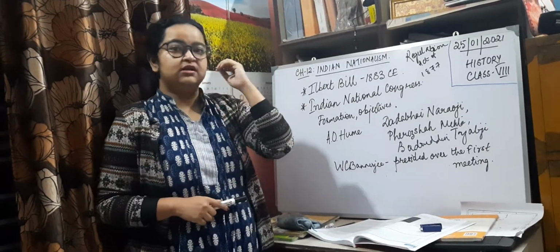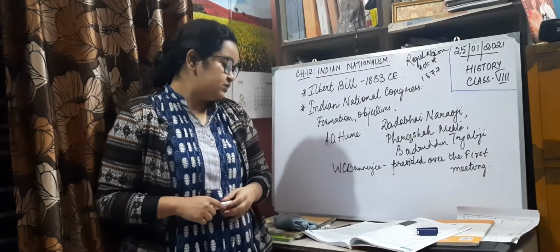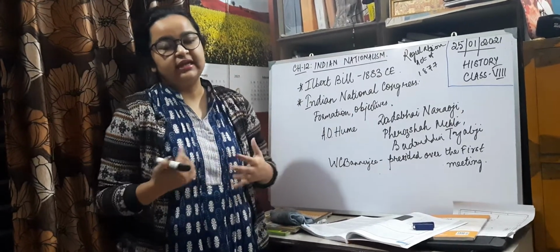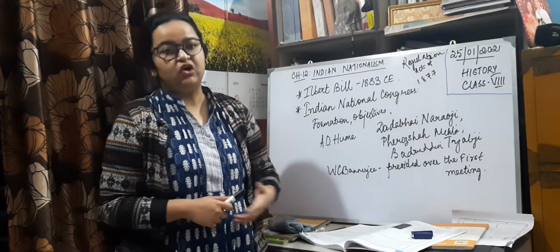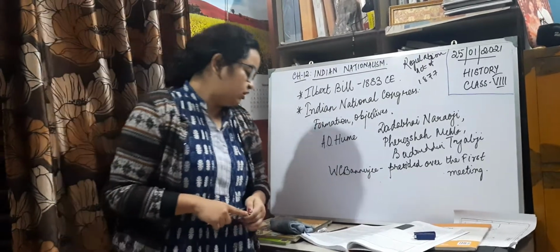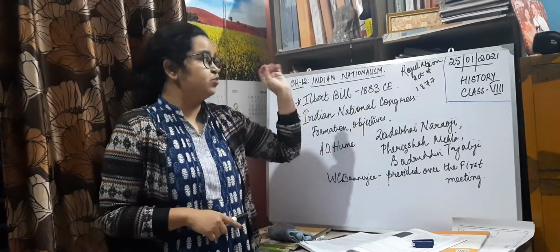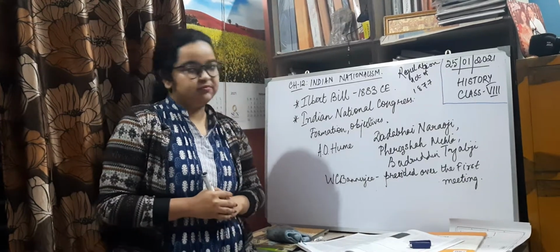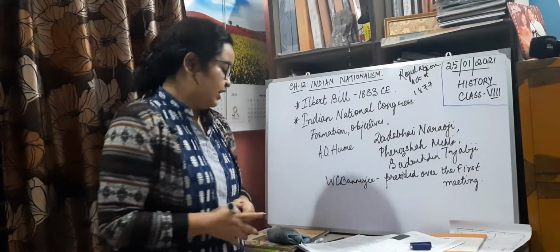So this was resented by the Indians, and this lessened the chances of Indians appearing for or applying for this exam. So this led to hue and cry and resentment among the people. This was another Regulation Act of 1877 which created resentment among the Indians against the British.